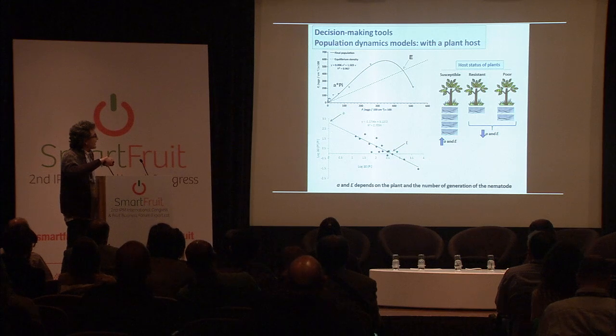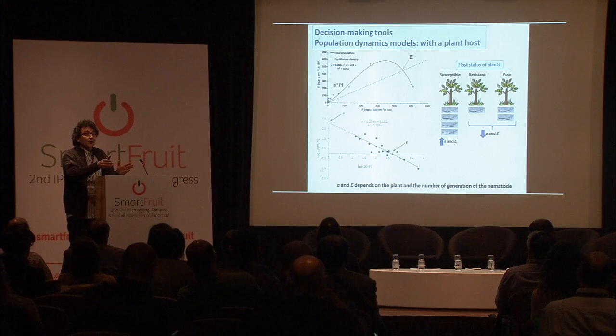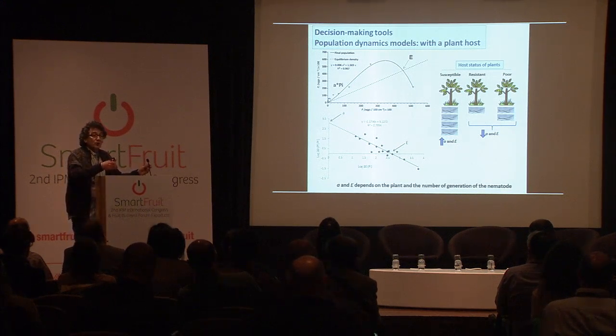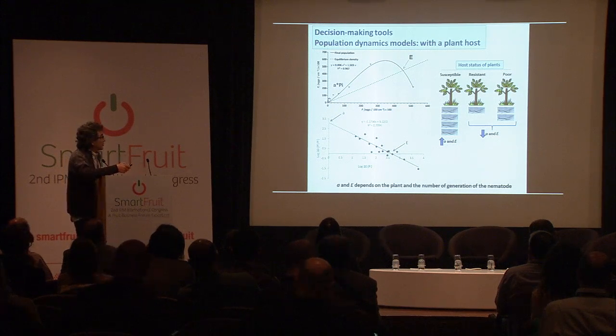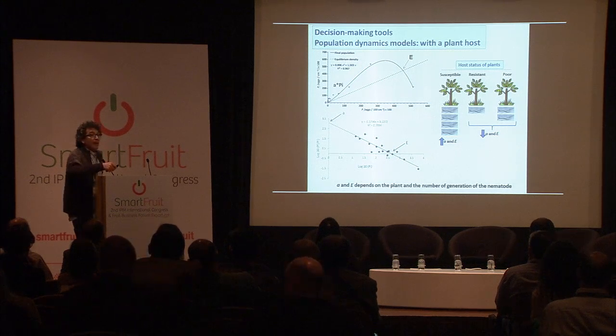Now, this allows us to relate this to the multiplication rate and to contrast and compare the behavior of nematodes in differing plants, or when we use different management systems, to be able to decide in the long term how this can influence nematode management. I'll come back to that later.